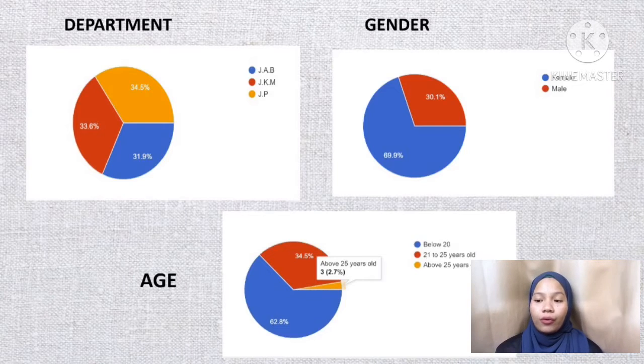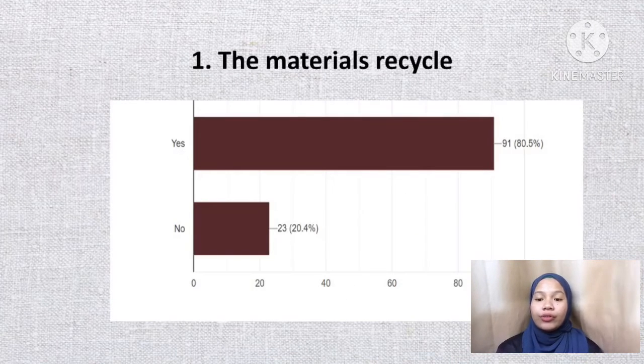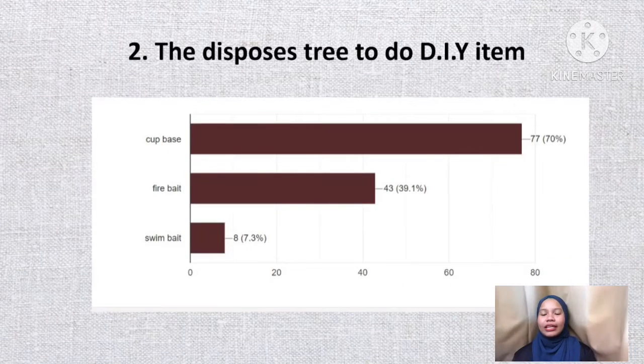For question number 1, is the material you recycle is 18.5% say yes and 20.4% say no. Next, question number 2 is disposable items for DIY. 70% of students choose cup base, 39.1% for fire bike, and 7.3% for swim bike.